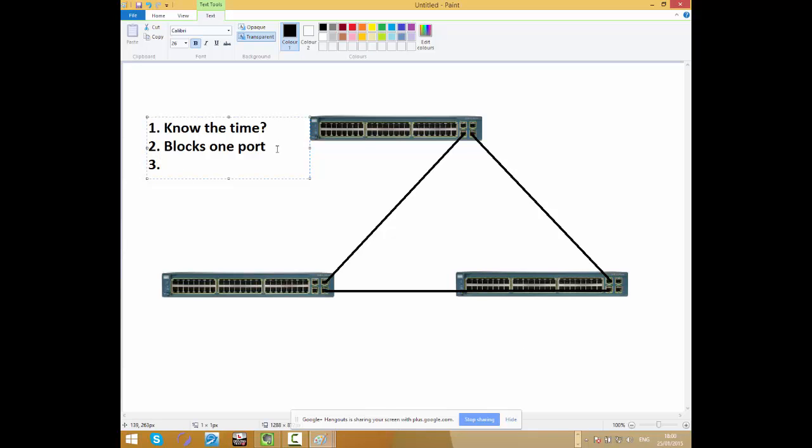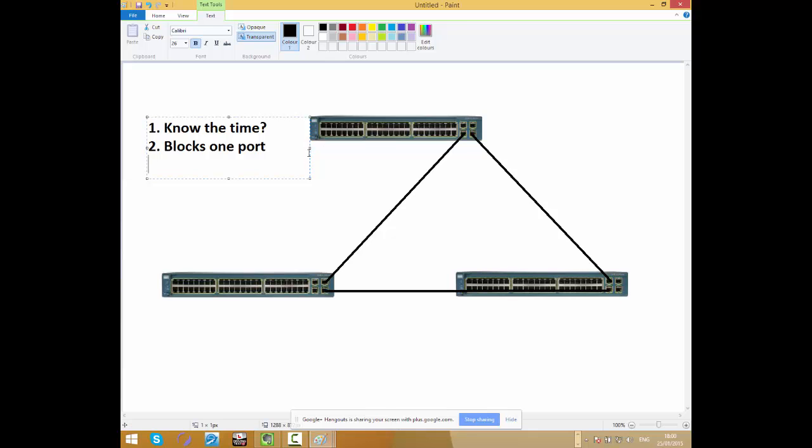Okay, let's go a bit deeper now. Plus, how does it carry on, Ferenc? It elects a root bridge. Root bridge, thanks. So now we're breaking it down. Powell and Remy said spanning tree is going to prevent loops by blocking one port. But how does it block one port?